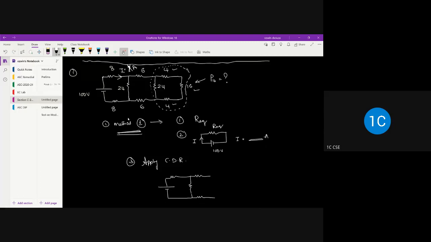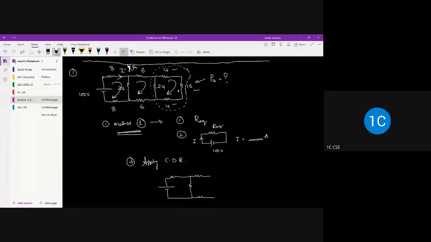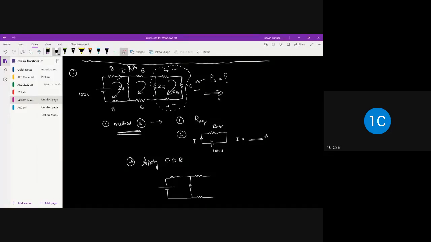There are three methods actually. The first one was the current division rule, as I was discussing. The second one is mesh analysis, because you take I1, I2, and I3. Whatever I3 you get, this is I3, no? Yeah, I3 squared into 16 ohm is nothing but your P16. That is also possible. Just talking about the possibility.